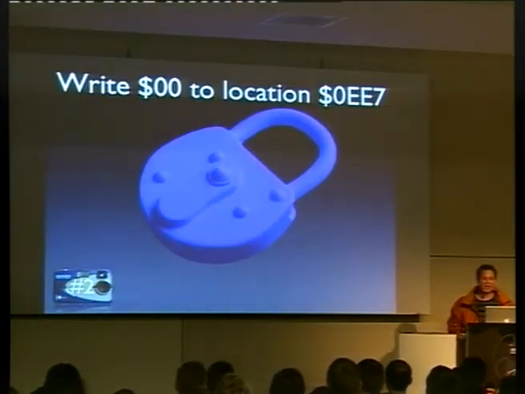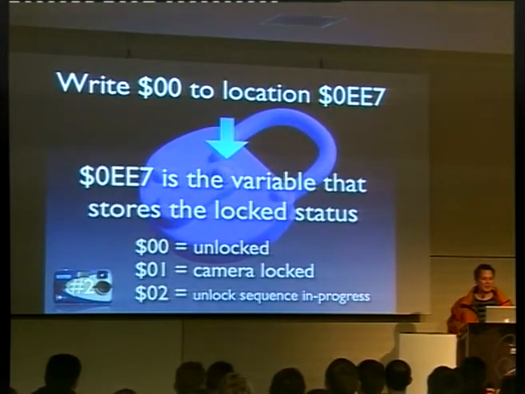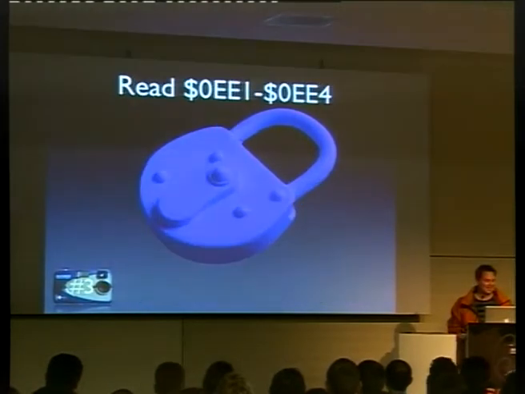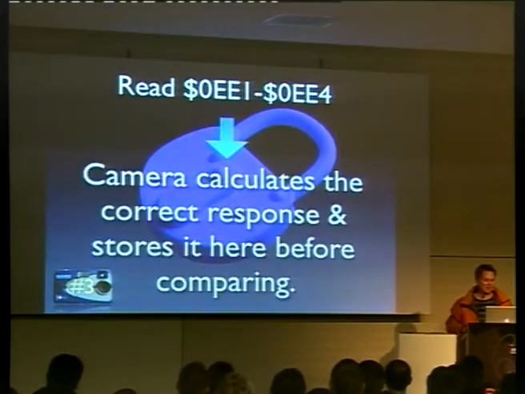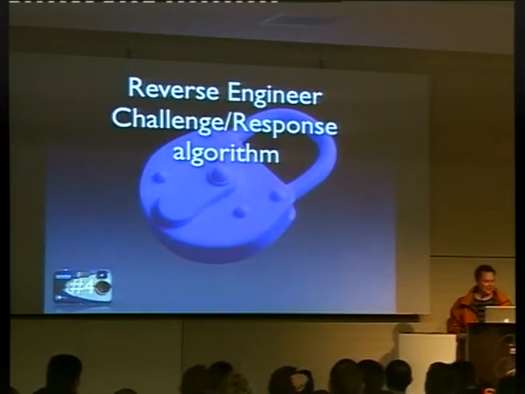Second one, you could write a location to memory location EE7, and that's the variable that tells whether it's locked or not. So you could just tell it it's already unlocked. Or you could read EE1 to EE4, which is another memory location, and that tells you the correct response it's looking for. So just tell it those numbers back, and it'll be happy.